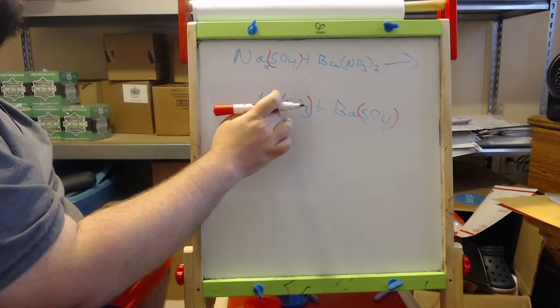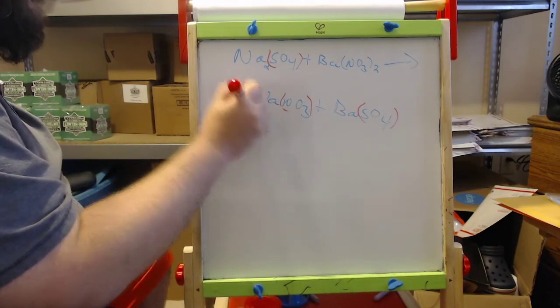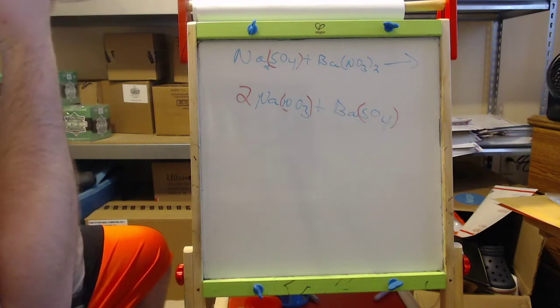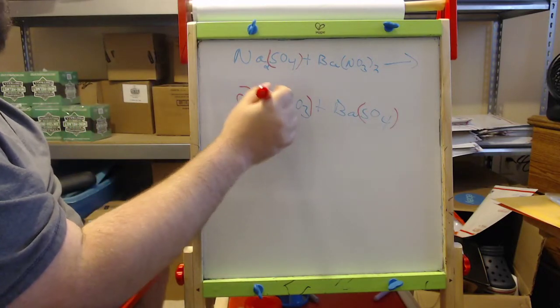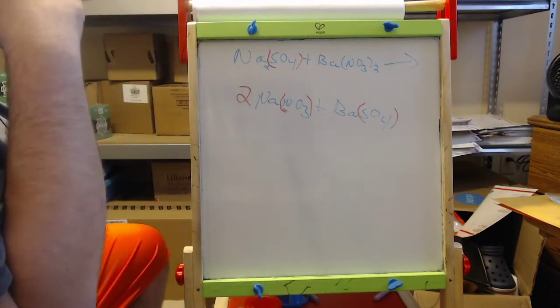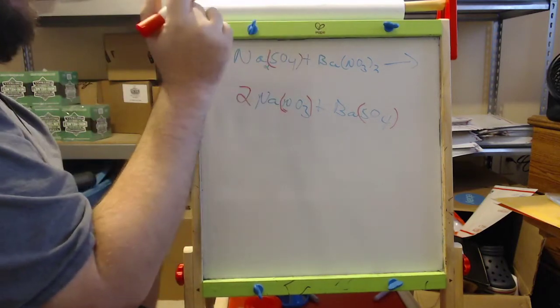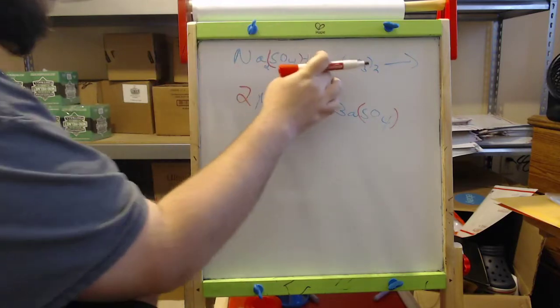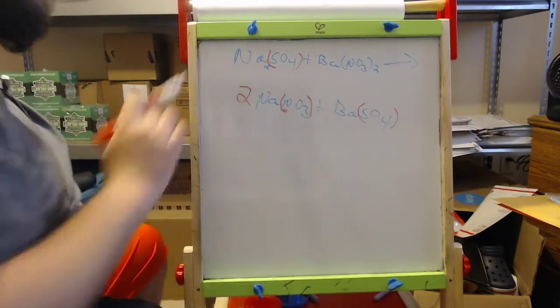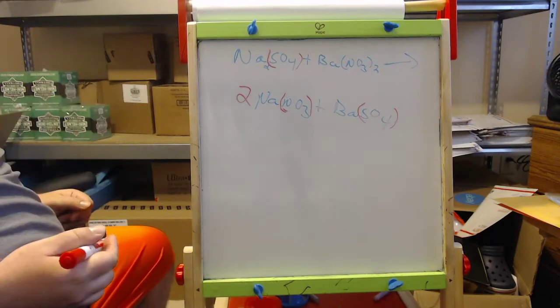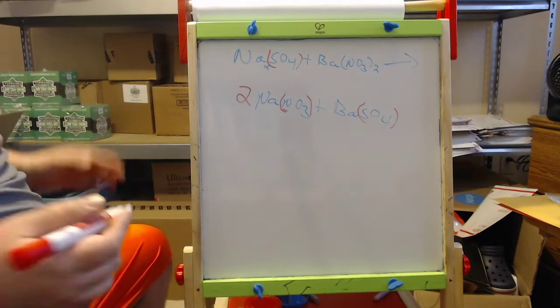So what we use, just like we use in math, is a coefficient. We put a number out front. That number gets distributed between each ion, so there's 2 sodiums and 2 nitrates. I've got 1 sulfate, we're good there, 1 barium, 1 barium, 2 nitrates, and now 2 nitrates, and we are considered balanced. Okay, let's try another one.